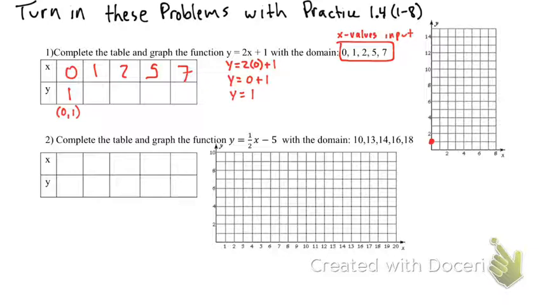Okay? And this is what you're going to do for number 1. Complete the table, plot the point. Number 2, complete the table, plot the point. All right? So I'm going to let you guys go ahead and finish that up. You're going to turn these problems in with the assignment that is due on Wednesday, which is called Practice 1.4, 1 through 8. Okay? These are not actually from the assignment. These are extra problems that you're going to add to this.